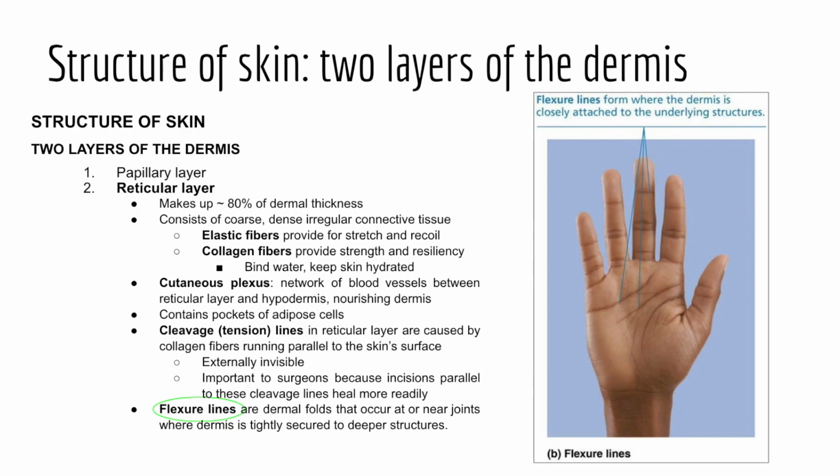We further have what are called flexure lines. These are creases that appear on the palms of the hands as well as on the soles of the feet, and in these regions we find the dermis is more tightly secured to deeper structures, oftentimes found near joints.